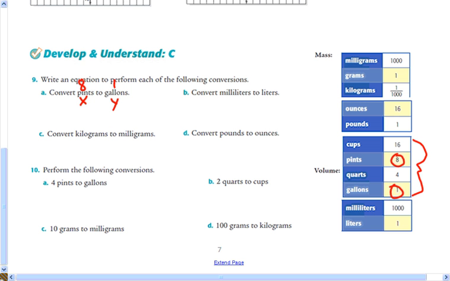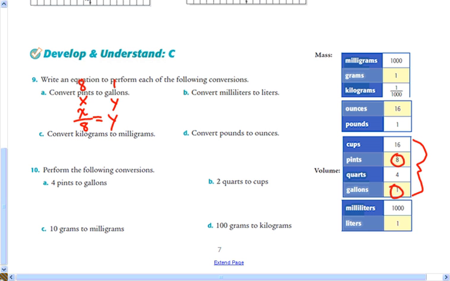So if we have pints and we want to change it into gallons, gallons is a smaller number. So if we take our gallons times 8, we can get our pints. Or if we put our pints divided by 8 equals our gallons. If we have x pints and our factor is 8 to 1, we're going to divide that by 8 to get our number of gallons.